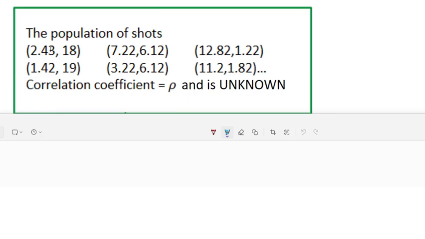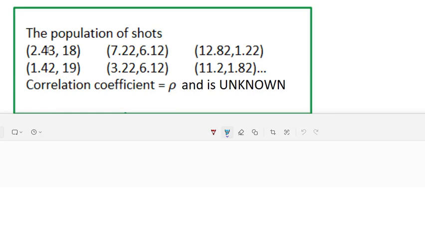This is, if he shoots from 2.43 meters away, he'll get 18 out of 20. If he shot from 12.82 away, he'll only get 1.22 out of 20 on average. Now, I'm imagining there is an almost infinite number of these in my population, every conceivable distance to every accuracy, hundreds and hundreds of thousands of pairings of numbers. And the question is, are they correlated? Is the distance away, 2.43, correlated to the amount of success out of 20?